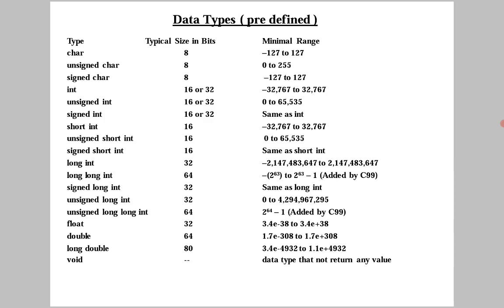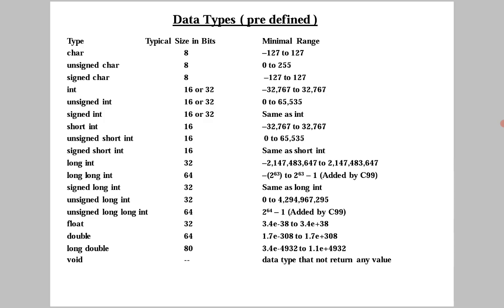The range is minus 32768 to plus 32767. Unsigned integer also occupies 16 or 32 bits, means 2 or 4 bytes. Range is 0 to 65535. Signed integers are the same. Short integers also occupy 2 bytes or 16 bits. Range is same as integers, minus 32768 to plus 32767. Unsigned short occupies 16 bits and range is 0 to 65535.